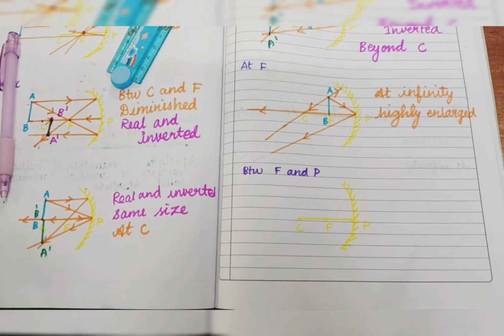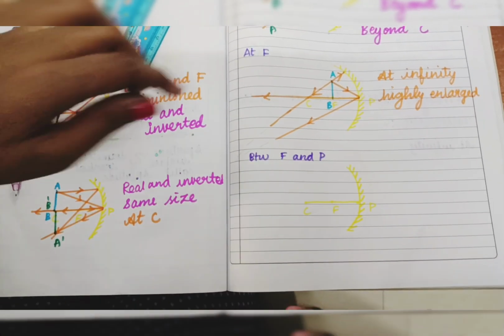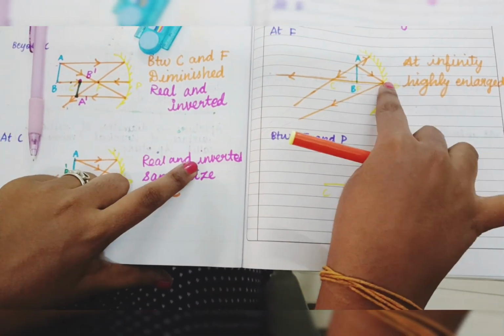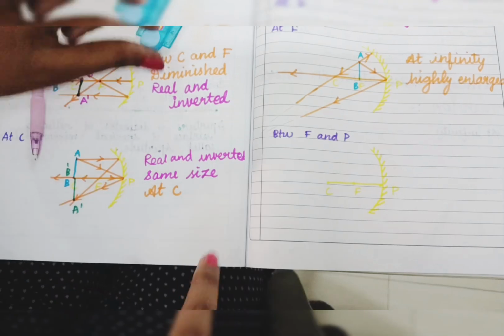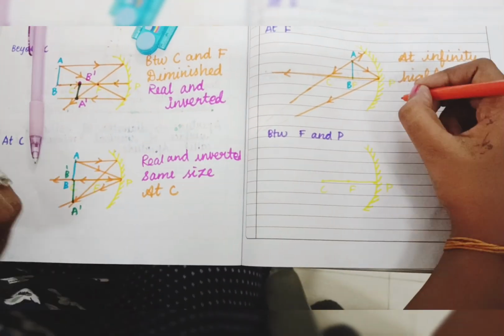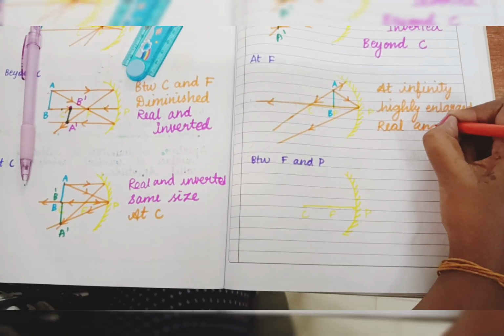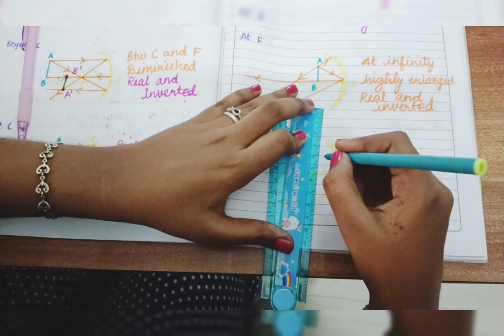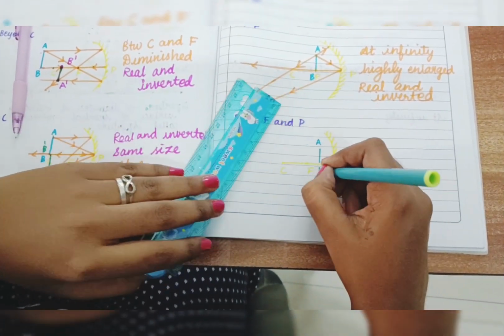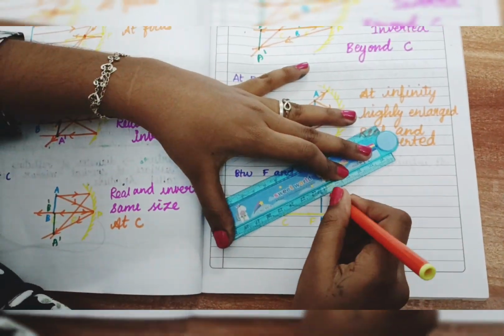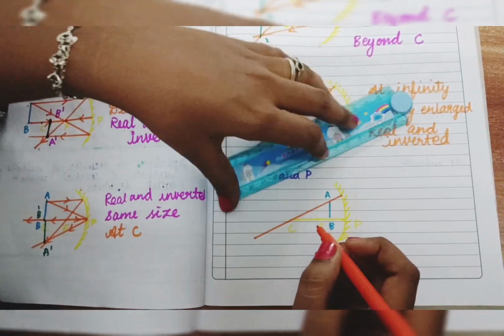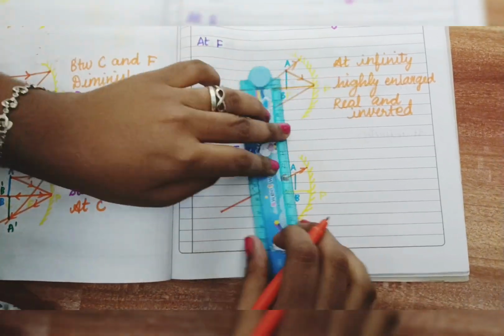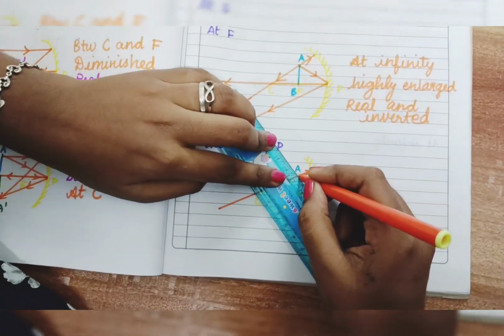And we can also conclude that the image is real and inverted because the rays that are passing from A are meeting here and the ray that is passing from B is here. So B dash and A dash, real and inverted. Now we are placing the object between focus and pole. I am drawing a ray that passes through the curvature. Another ray is passing through the pole.